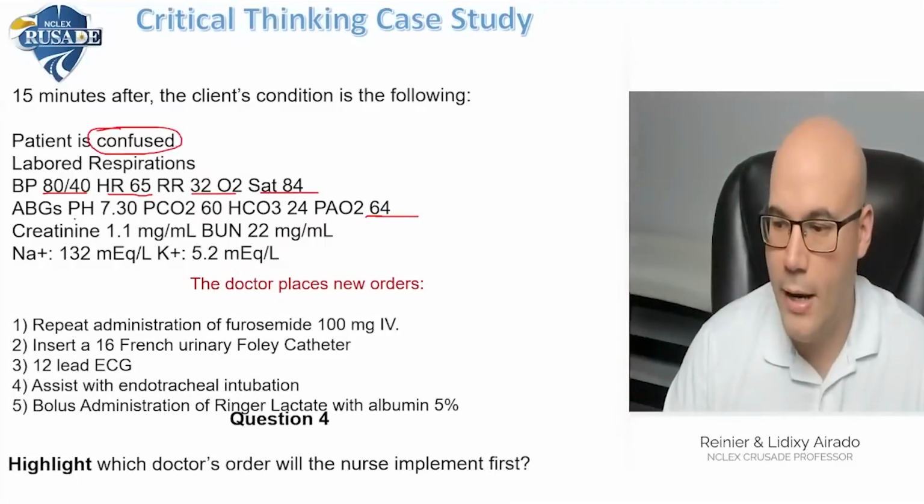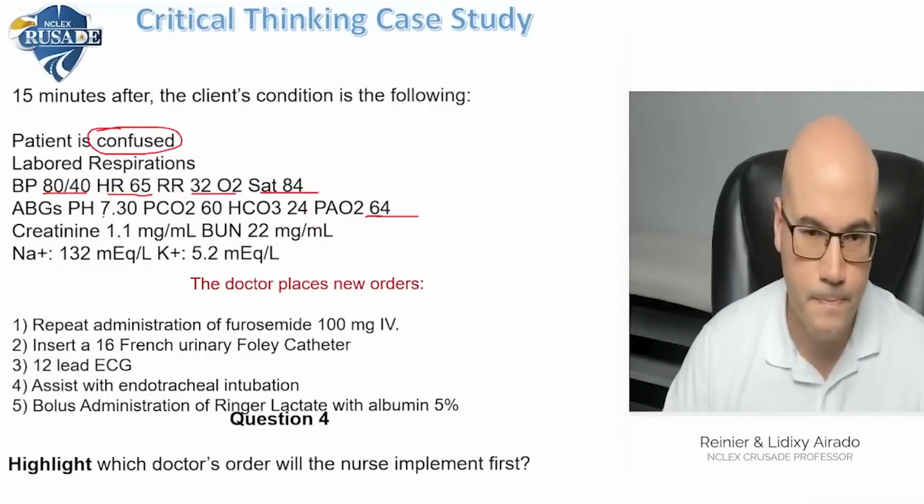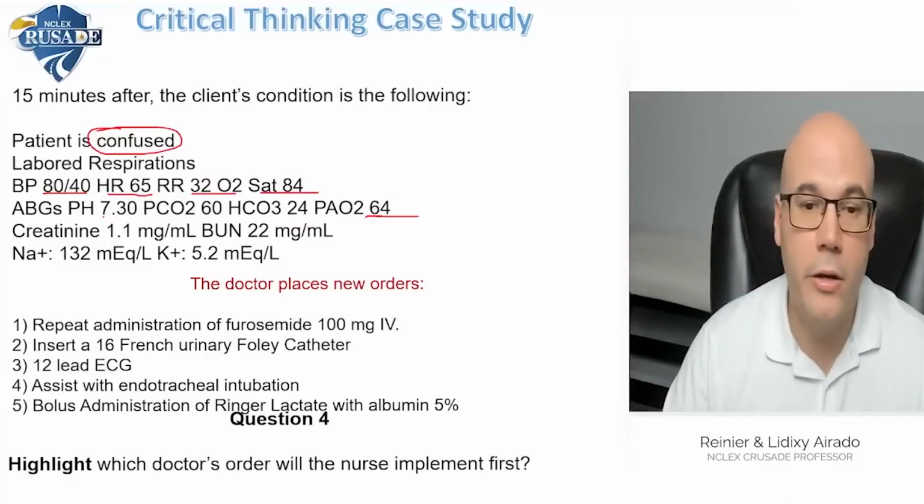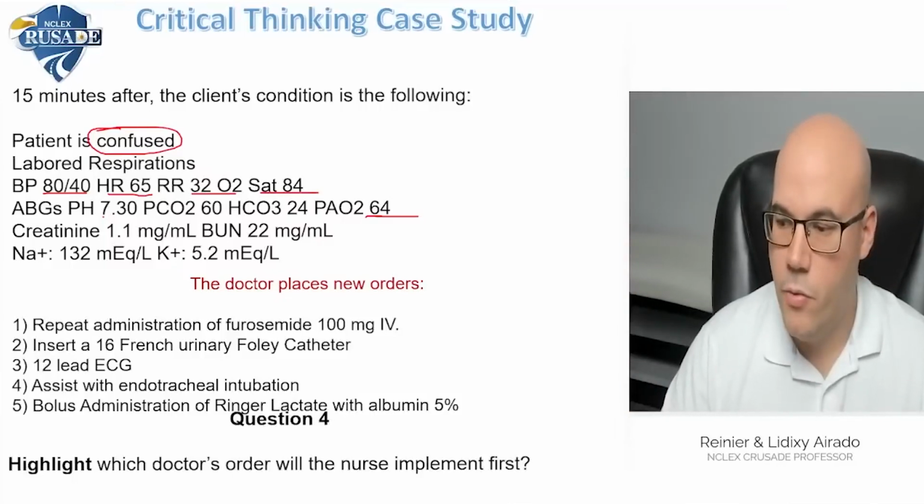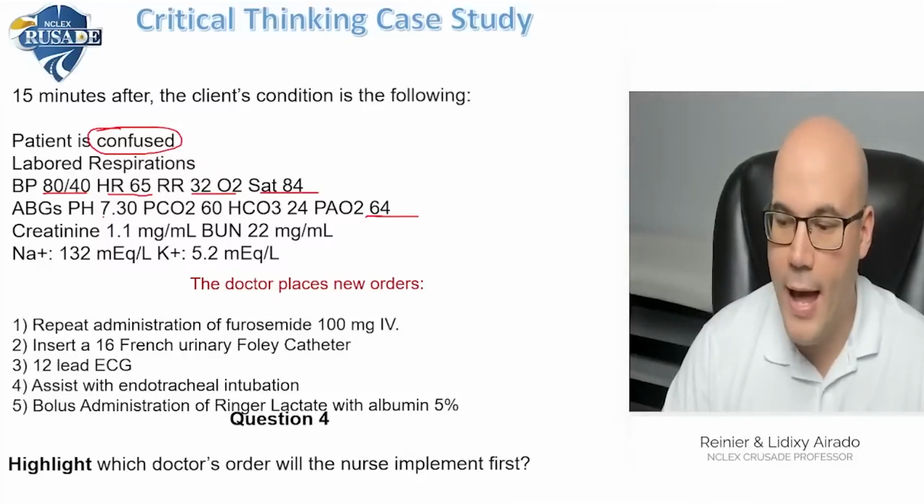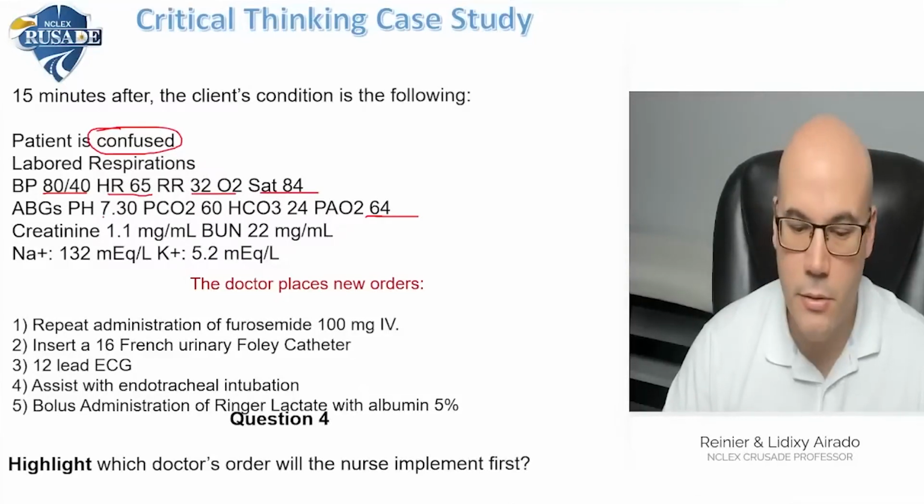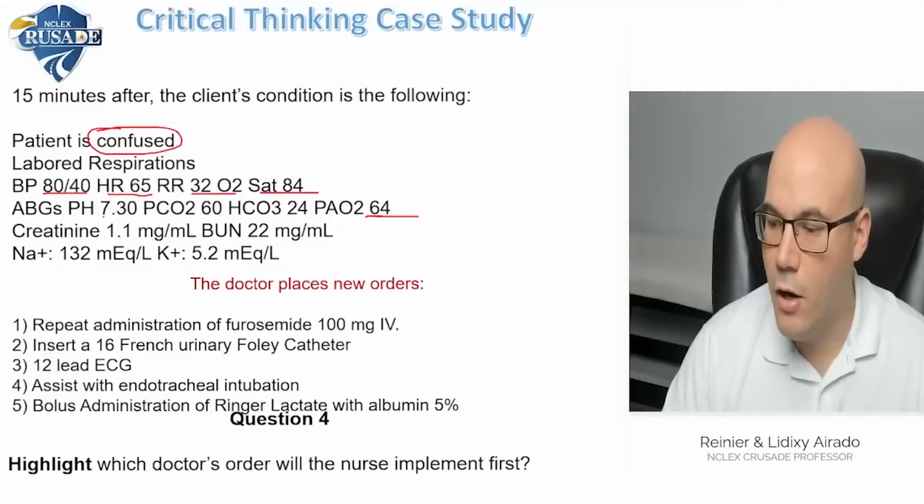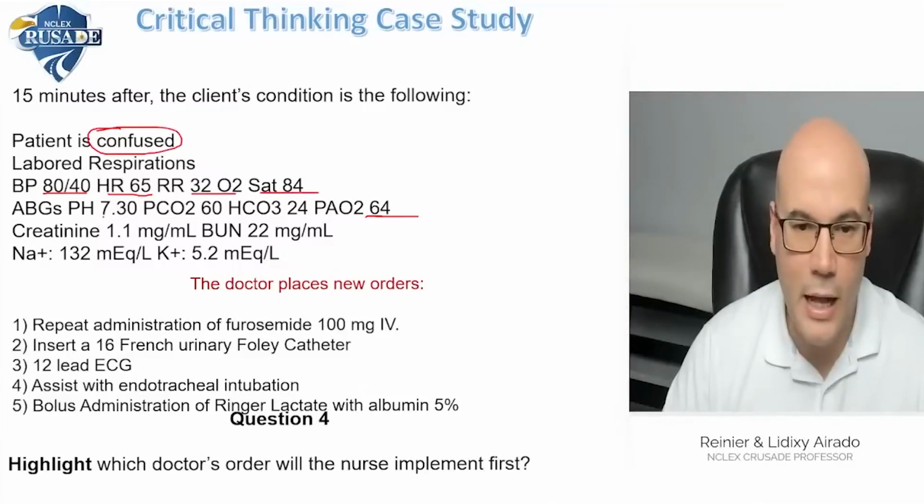Creatinine, borderline high, 1.1. BUN, same, 22. Sodium, 132. And potassium, 5.2. So here are new doctor's orders. Repeat the administration of furosemide. Insert a Foley catheter. 12 lead EKG. Assist with endotracheal intubation. And bolus administration of Ringer lactate with albumin, 5%.